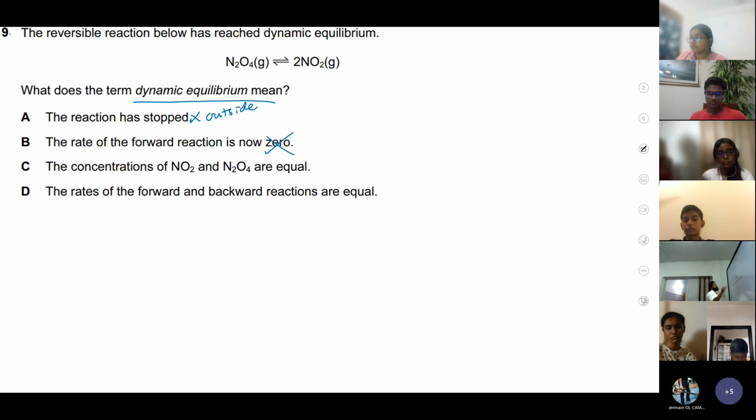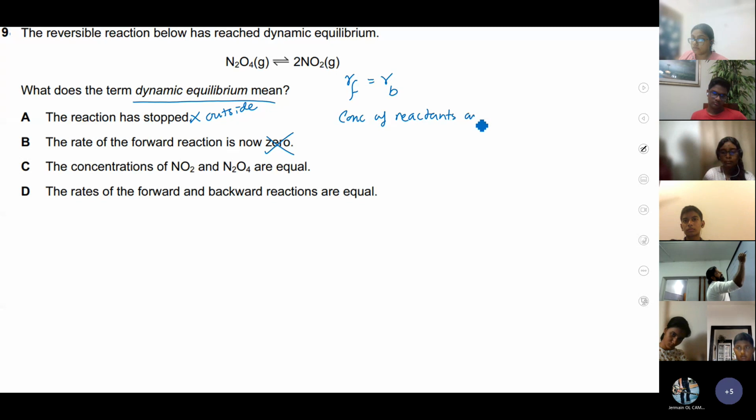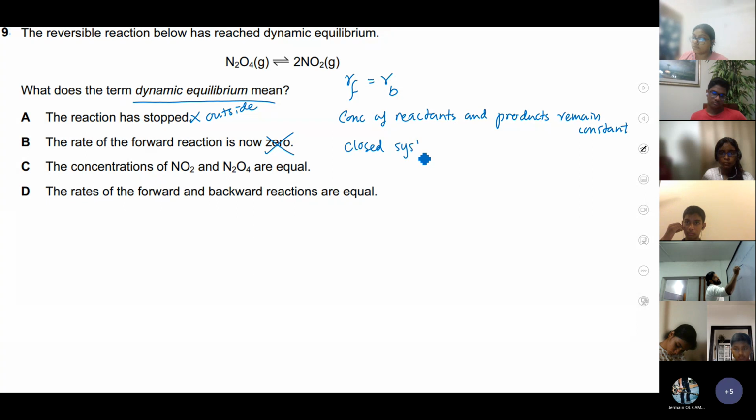No. Okay, let's write. Actually, what happens? Rate of forward reaction is equal to rate of backward reaction, and concentrations of reactants and products remain constant. It should also happen in a closed system, and temperature should be constant. Otherwise, you can't have dynamic equilibrium. Not only temperature, even pressure.